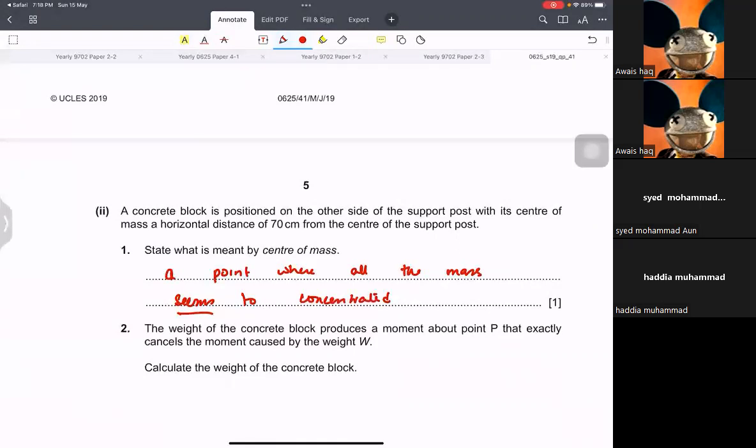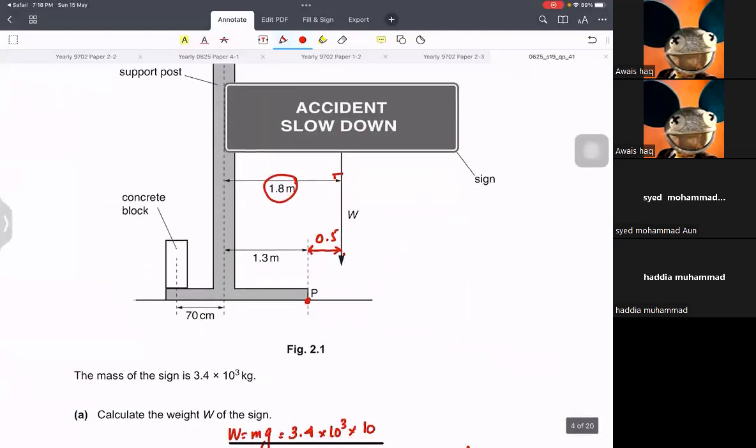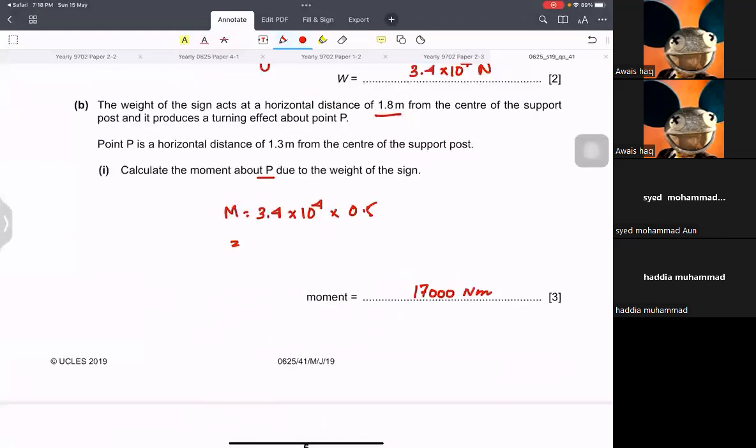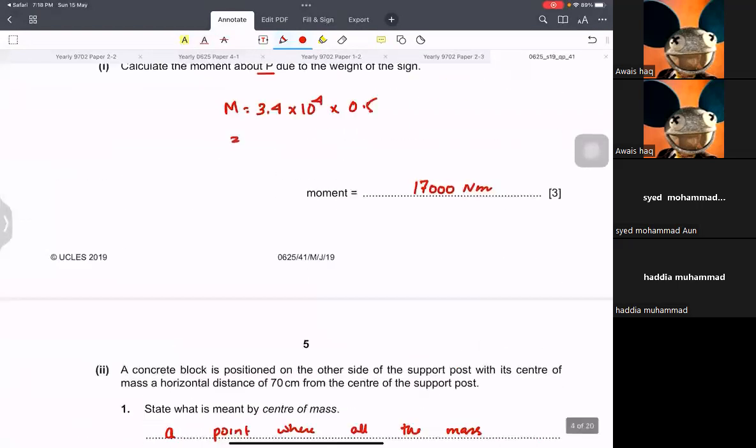The weight of the concrete block produces a moment about B that exactly cancels the moment. Calculate this. So the block will try to turn it this way, this will turn it this way. So that would be clockwise equals anti-clockwise. Okay. 70 centimeter. W times 0.70. So that is in meters. And the moment on the other side, we just found out.